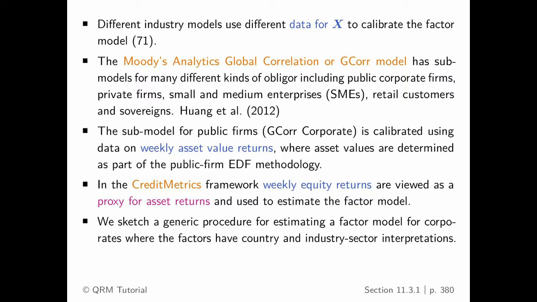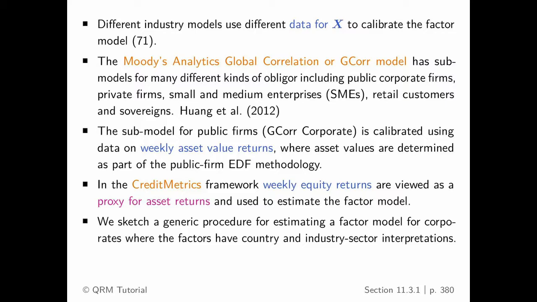Different industry models use different data to get the correlation matrix. There's a nice document that you can probably find on the internet. We have copies of it from Moody's, where they describe their GCOR, Global Correlation Model. They have ways of getting correlations for different kinds of obligor, whether that's big public corporate firms, or SMEs and retail customers or even countries. What I will do is the public corporates.